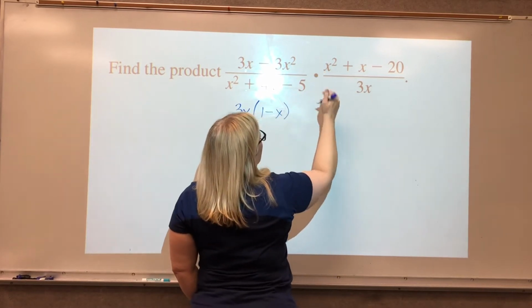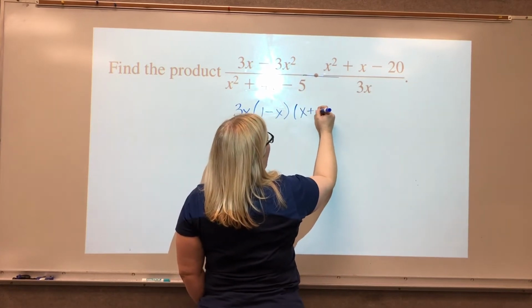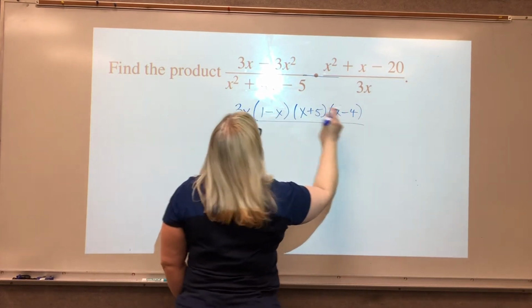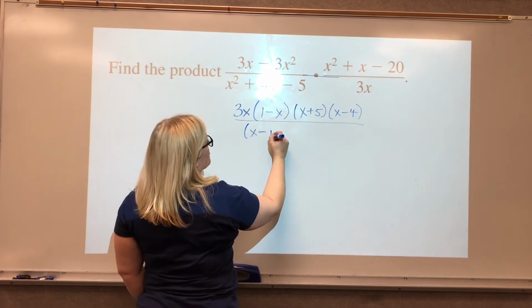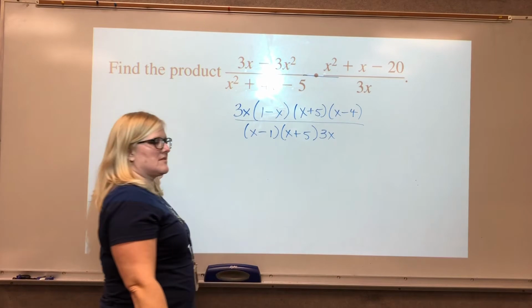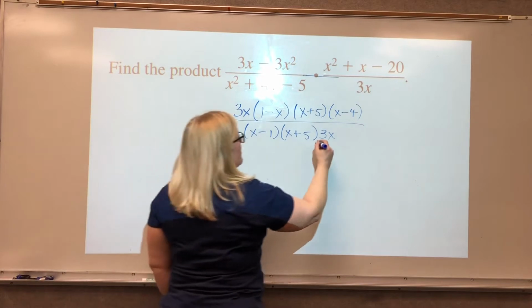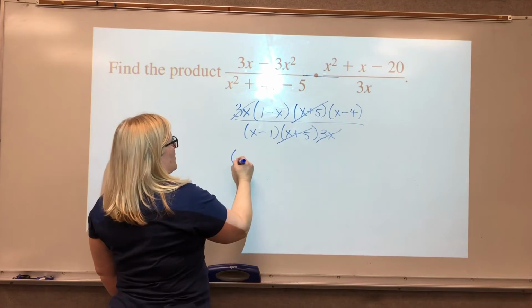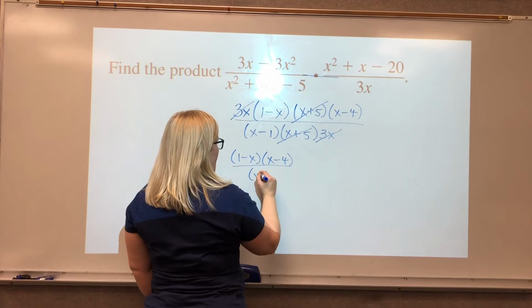Okay, over here, I'm just basically multiplying across. I've got x plus 5 times x minus 4. And then down here, when I factor this, I've got x minus 1, x plus 5 times 3x. I hope I didn't do that too fast. We've got some great ones to slash: 3x and 3x, x plus 5 and x plus 5. Now I'm left with 1 minus x times x minus 4 over x minus 1.